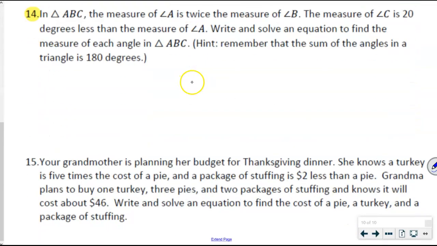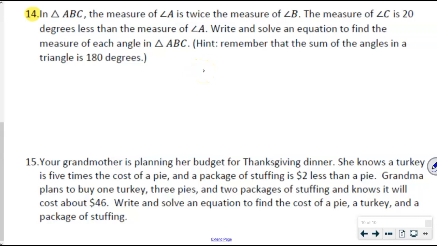We have time for one more. I'm going to let you decide. Originally you said 14. Have you read through 15? Which one do you really want me to do? I only have time for one. Let's take a vote. Who wants to do 14? Who wants to do 15? Yeah, that's what I thought.